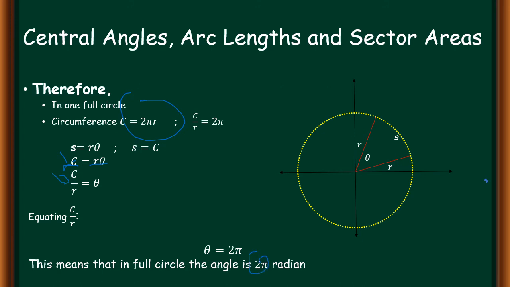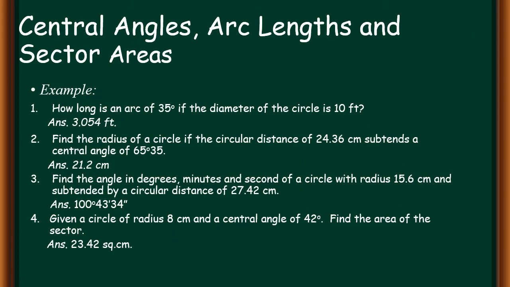So dito natin nakukuha yung area or circumference mismo ng circle. So theta is equal to 2 pi, or 360 degrees is equivalent to 2 pi. So that is the equivalent of 1 revolution, which is equal to 2 pi.